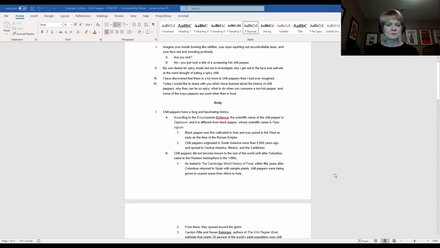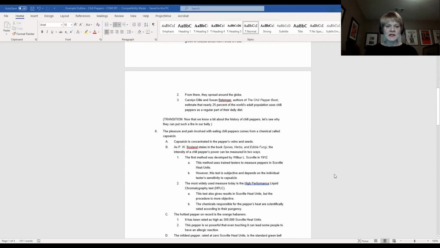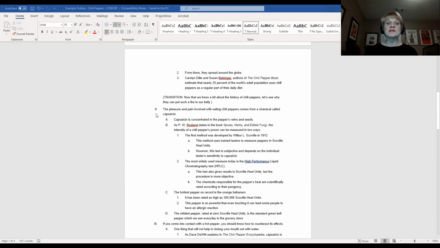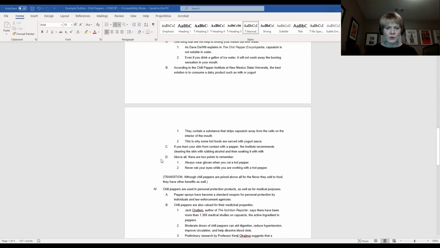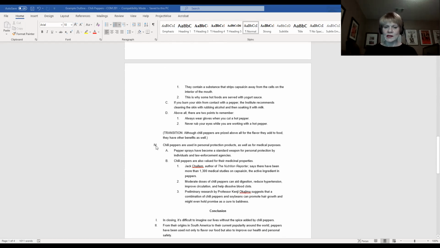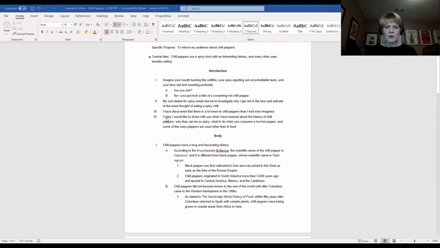So when we move to the body of the speech, we're going to label it body in the middle of the page. And then we're going to start with Roman numeral 1, which is our first main point. Remember, we've talked about the main points. If I move down, you see, hey, we've got main point 2, and then we've got main point 3. Do I have main point 4? Yes, right there. Because remember, I talked about 4 things I would be talking about in my speech, where I said, today I'd like to share with you, let's see if I can highlight that.